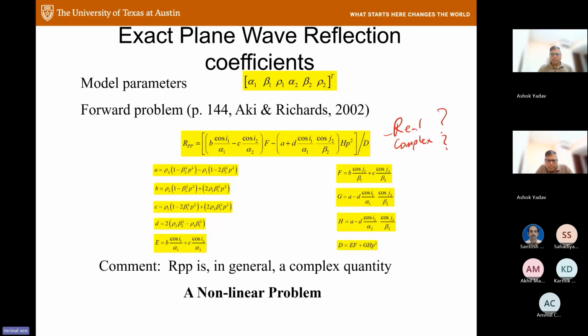Is the reflection coefficient always real, or can it be complex? Anybody? Sir, I know that reflection coefficient is -1 to +1. That's the absolute amplitude.